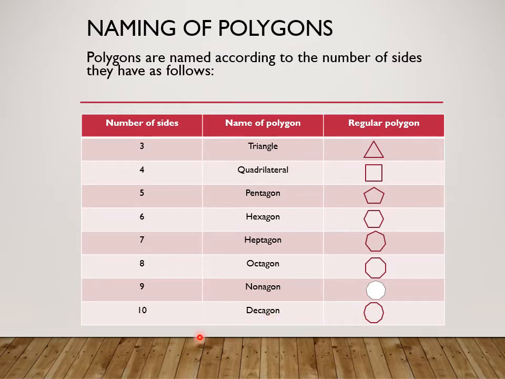So there are names given to the ones of 11, 12, and the rest. That is for your own homework. Find out. We move to the next.